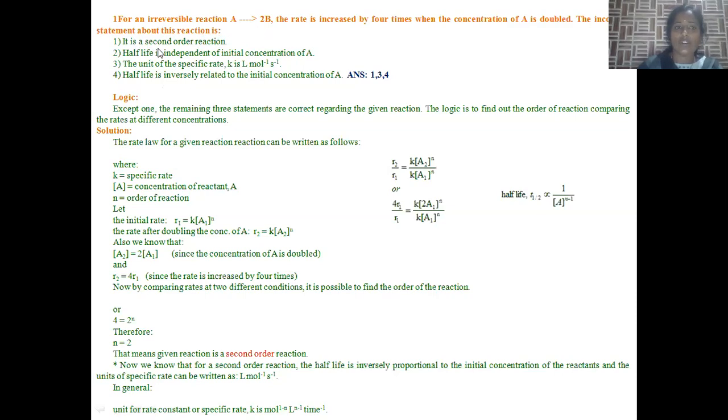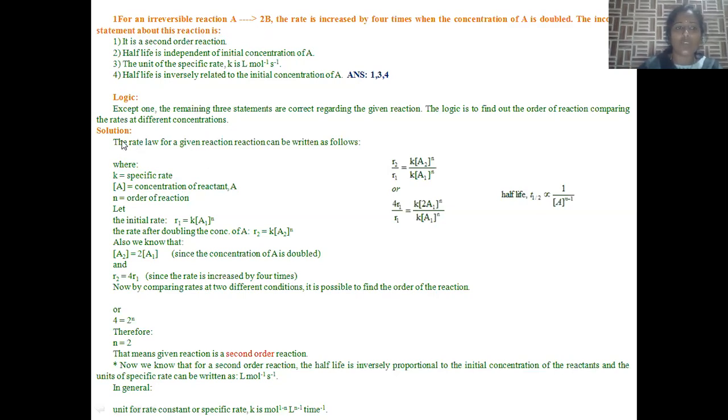So the options are: it is a second order reaction; half-life period is independent of initial concentration of A; the unit of specific rate is liter mole inverse second inverse; half-life is inversely proportional to initial concentration. From these 4 options, we have to pick up one incorrect statement.